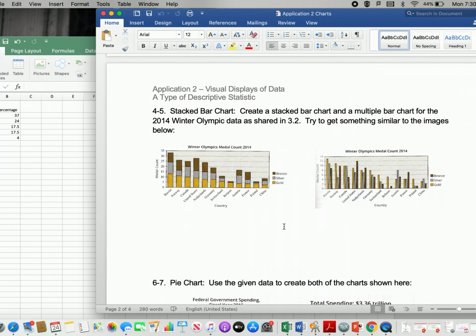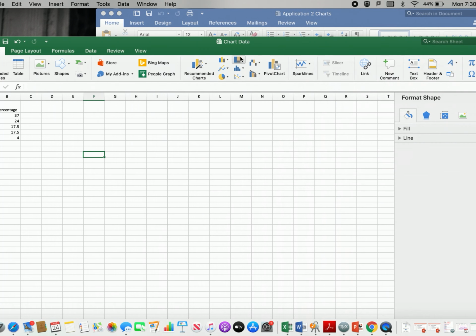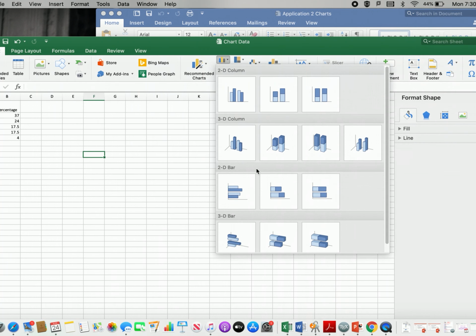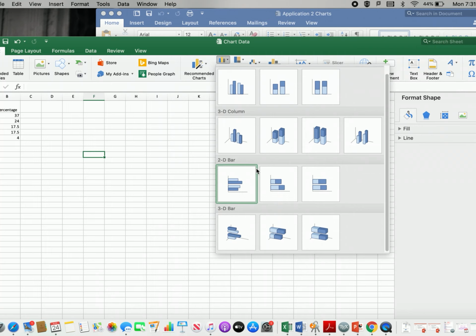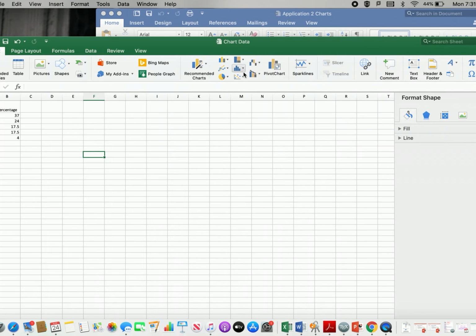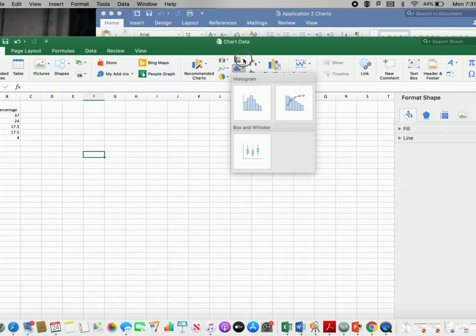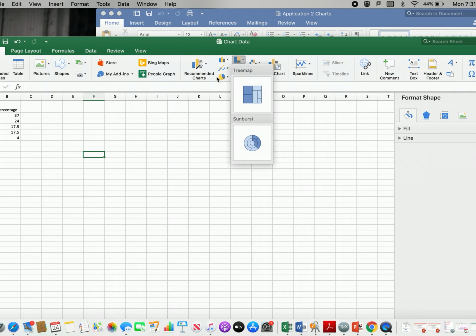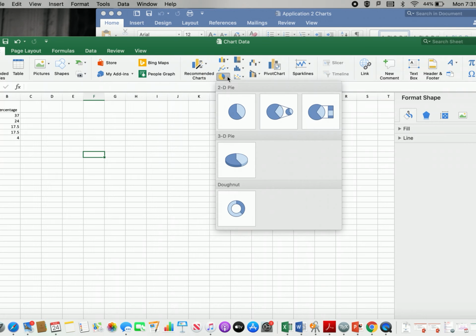Then you can look at doing a stacked bar chart. Again, that will be up here. There's loads of different options here. You can do 2D and 3D if you particularly want. There's histograms, and then you won't need any of those, but there's a ton of different ones. Pie charts if you want those.